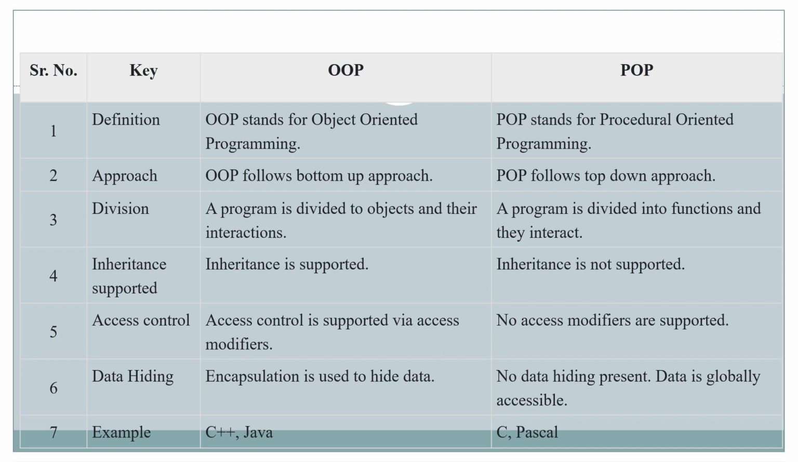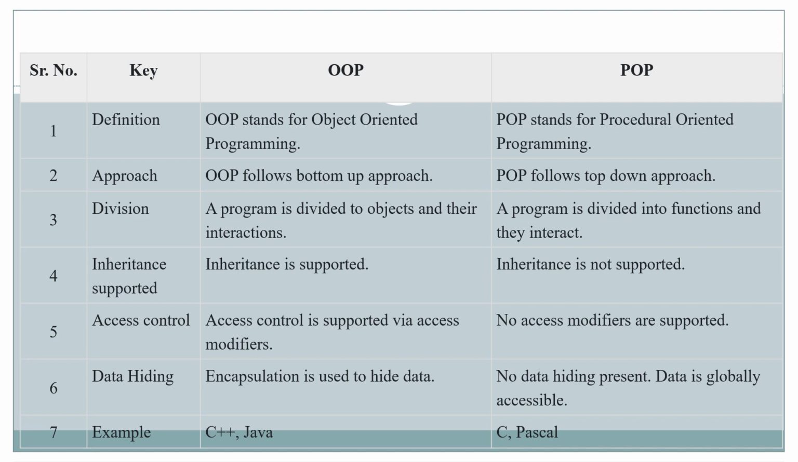Then the last point, examples. Examples for the procedural-oriented programming: C++, Java, VB, C#, Python, .NET. So these are some of the examples for procedural oriented programming. So object oriented programming, C programming, Pascal. These are some of the procedural oriented programming examples.